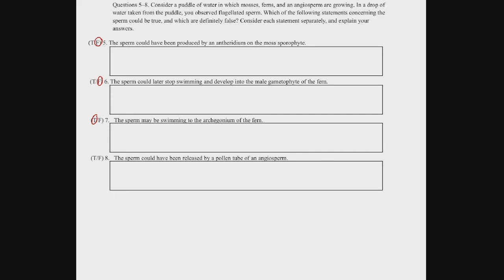And finally, number 8. The sperm could have been released by a pollen tube of an angiosperm, a plant that has flowers and produces seeds enclosed within a carpel. That's what an angiosperm is, sorry. So this is false. No known angiosperms produce flagellated sperm. But just note too that this could be true for some of the more primitive seed plants like cycads, but in general, no known angiosperms produce flagellated sperm.